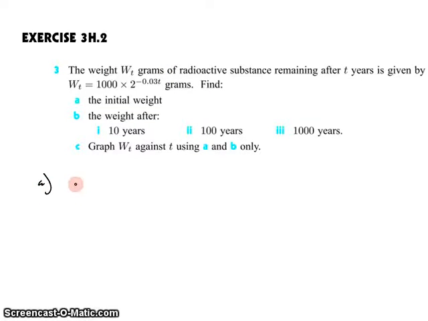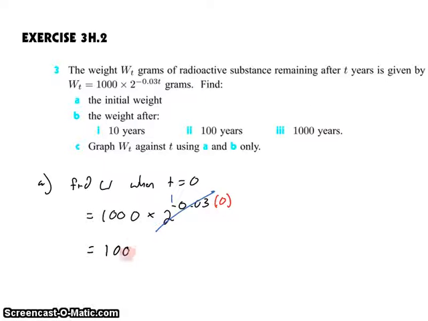So for part A, we're going to find the weight when no time has elapsed, when t is 0. So that's going to be 1,000 times 2 to the power of negative 0.03 times t, except t is 0. So that's times 0. 0 times 0.03 is 0, and 2 to the power of 0 is 1. So the initial weight is 1,000 grams.